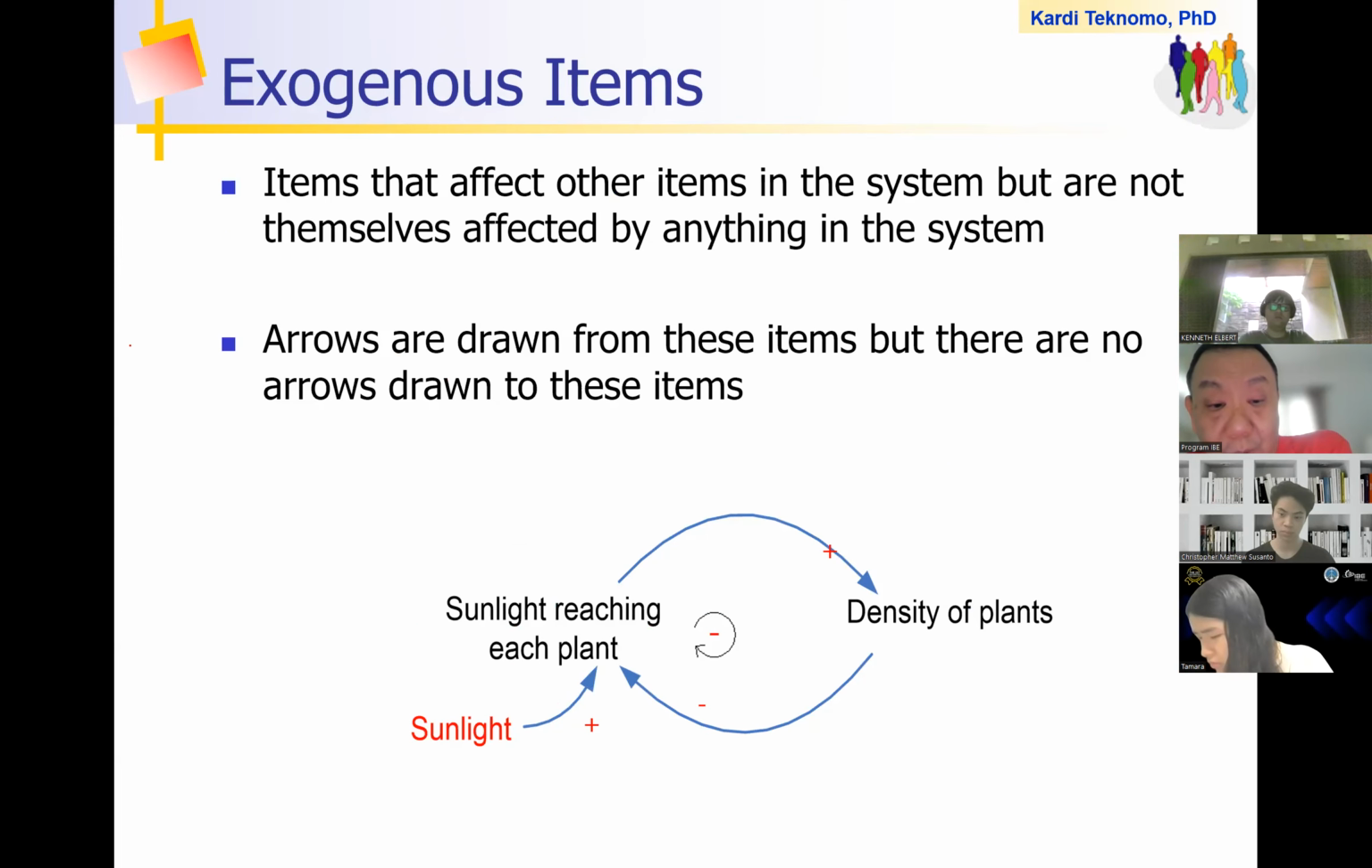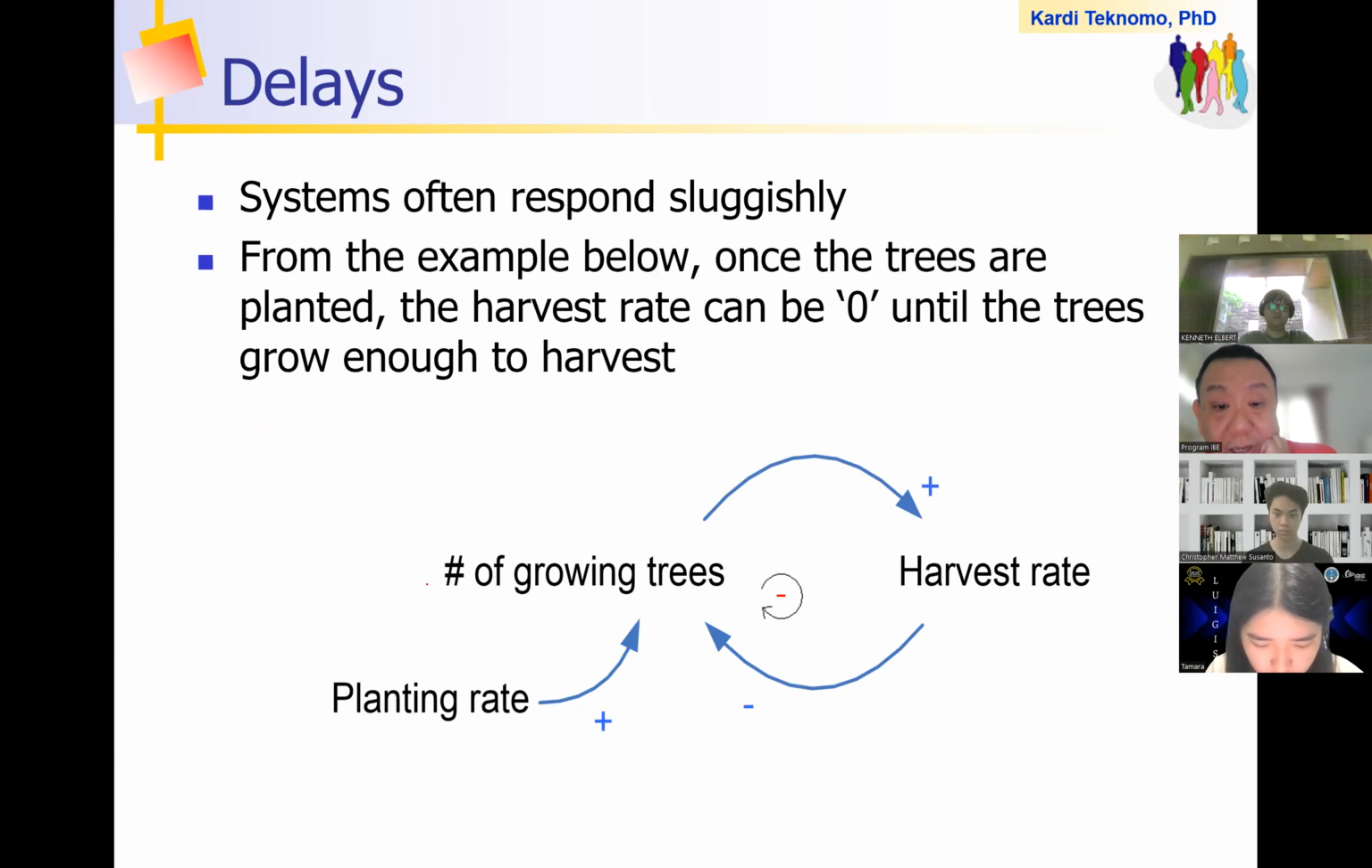Sometimes you have a system with an exogenous item. Look at this. The sunlight here is an exogenous system that has an arrow into the system, but there is no arrow going back to the sunlight. So this is an exogenous system, which is actually outside of the system. And remember, because we are doing dynamical systems, there is always the possibility of delay.